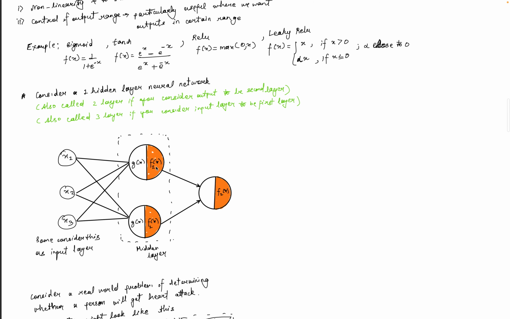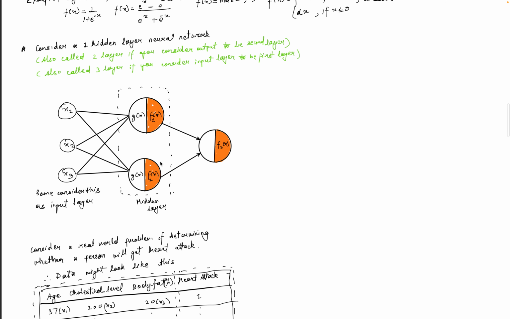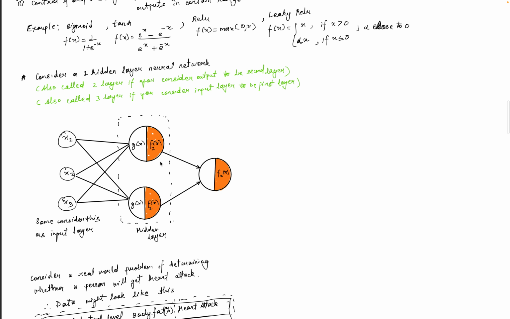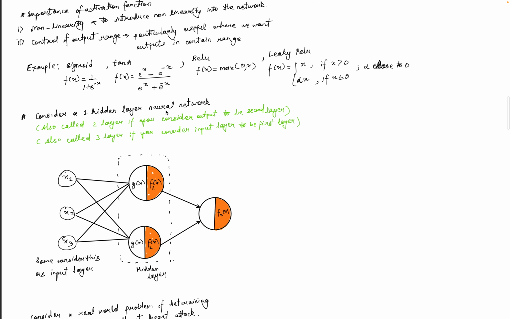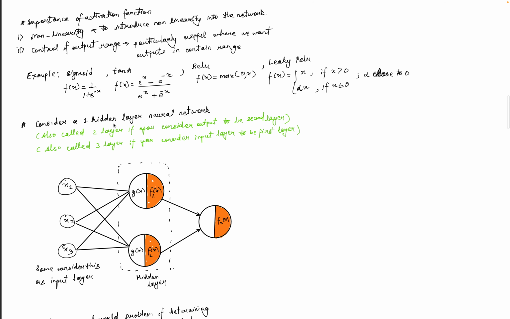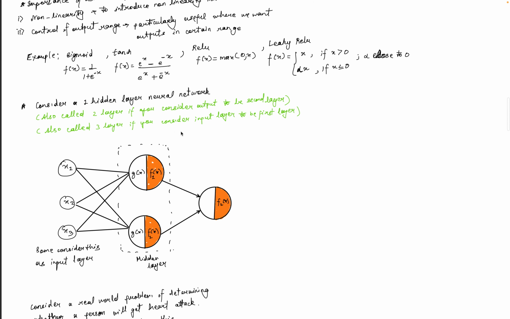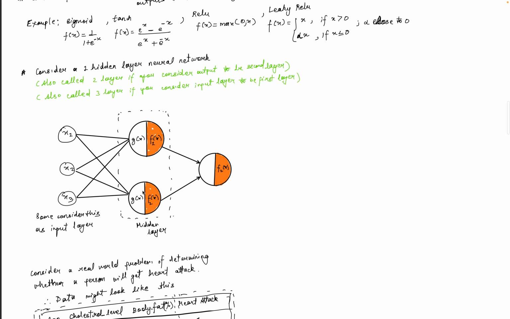Let's look at this neural network. Sorry, not multi-layer, a one hidden layer neural network. One more important thing regarding the naming of this network: I call it a one hidden layer neural network. Some people call it a two layer neural network because they consider the output neuron as a layer. And some people call it three layer if you also consider the inputs as an input layer. Right now we will just stick with one hidden layer neural network.